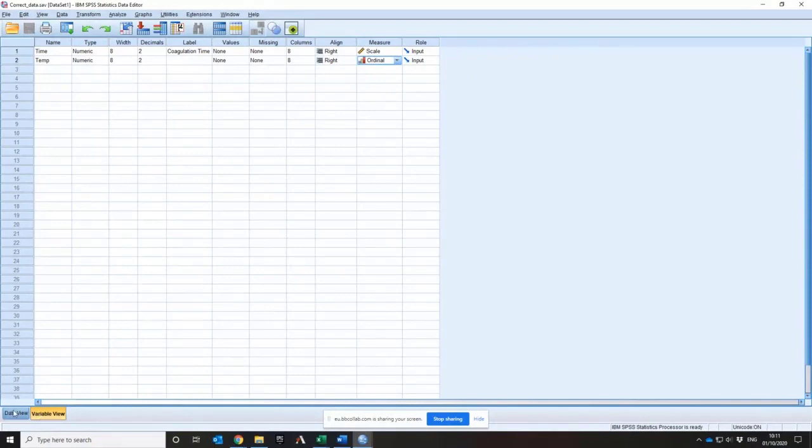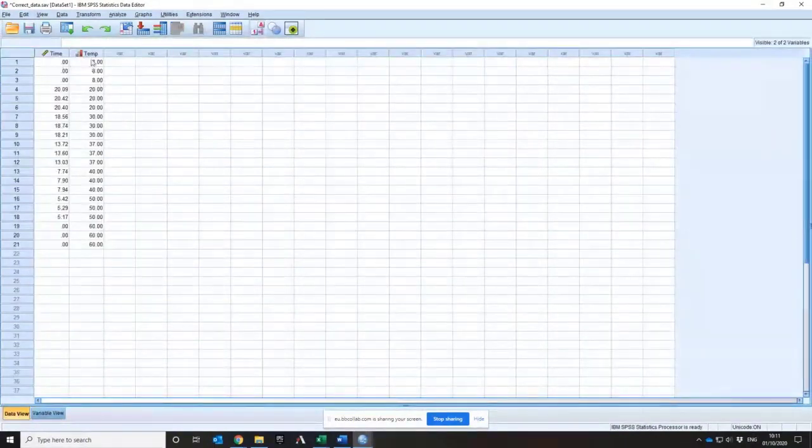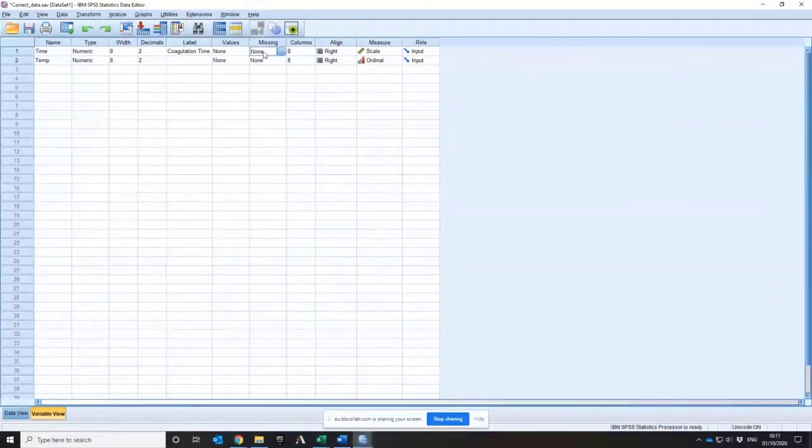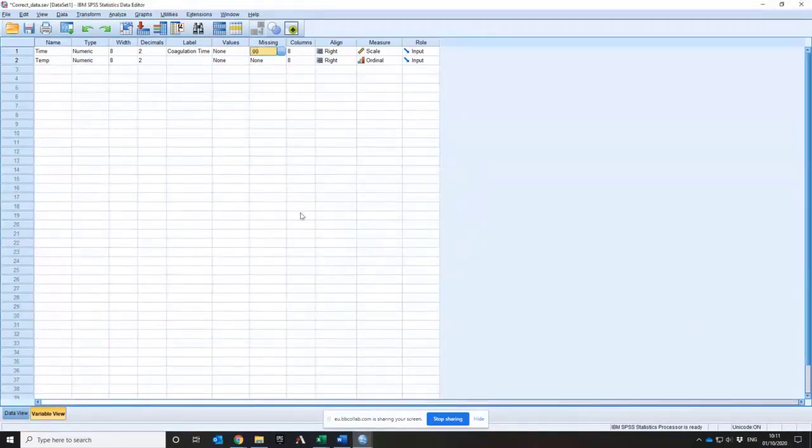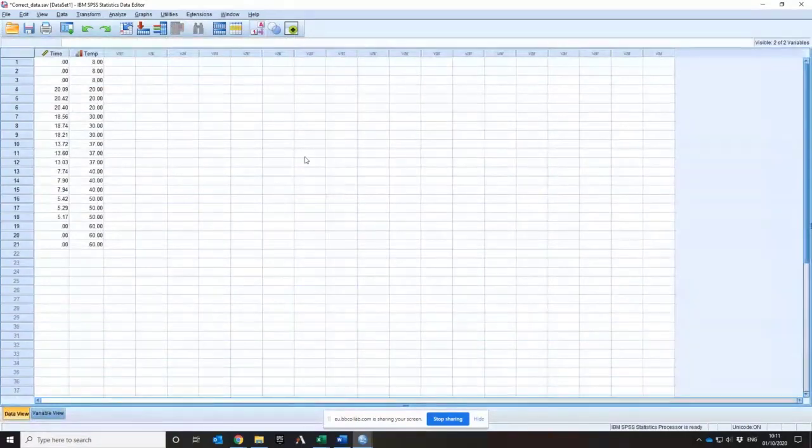So I'm going to save that. So updated, I've got temperature and I've got time. Now you see that your repeats, you've got 3 for each of those, represented by the temperature repeated 3 times all the way down. Now 0 means that they had no coagulation. So the other thing I need to do here is define that it's got a discrete missing value, and 0 means nothing happened. So now SPSS will ignore those when it comes to doing any calculations.